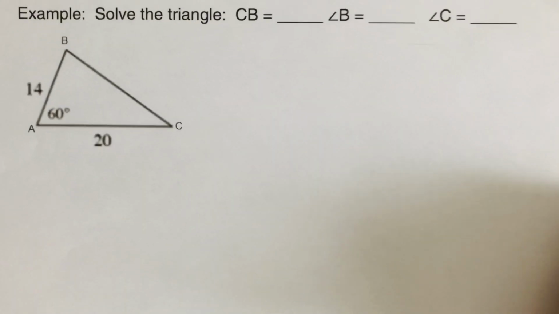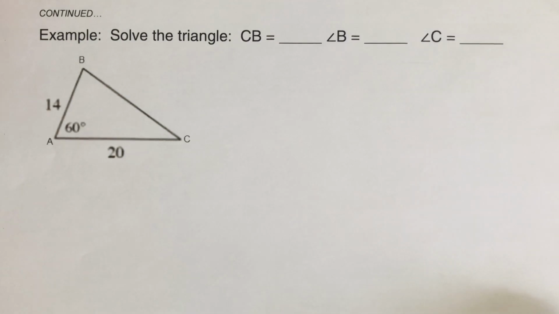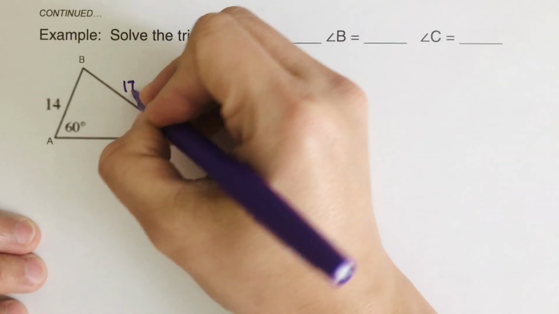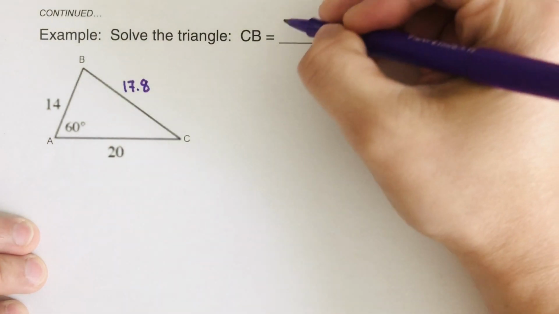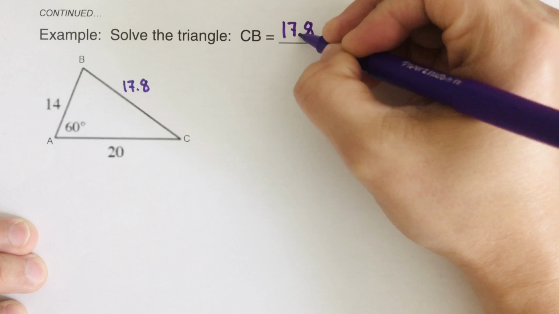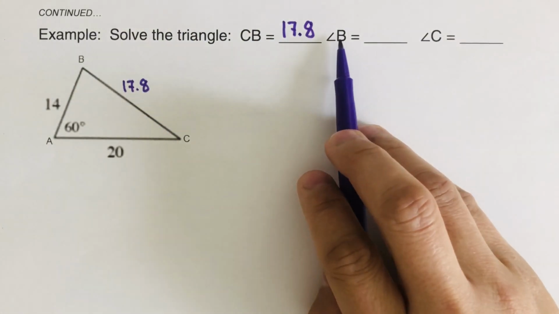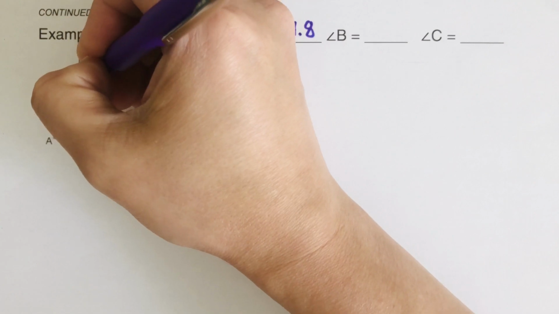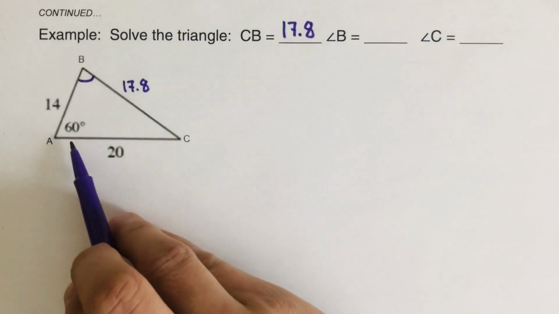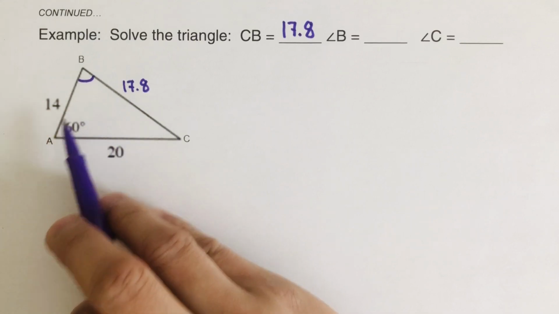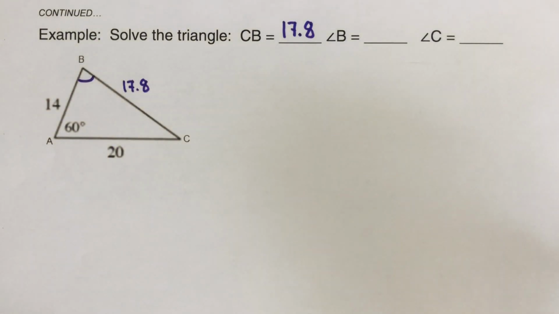So in this case right here, let's move on to the other missing parts. CB now is already 17.8, and so I can put 17.8 over here. Now our next task is to solve for angle B. So this angle right here, what is this equal to? From here, we can already use the sine law. There's another video on that talking about the law of sine.